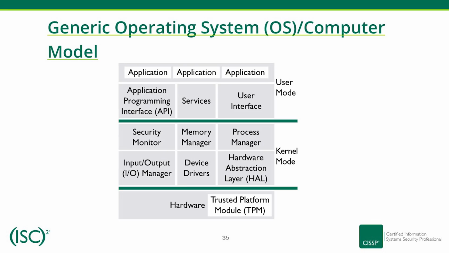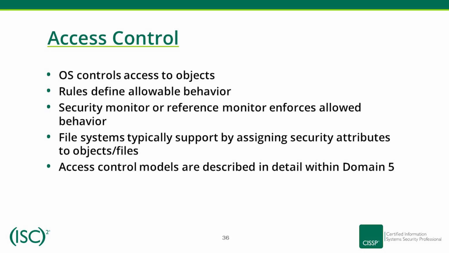Generic operating system, OS/computer model. Access control. OS controls access to objects. Rules define allowable behavior. Security monitor or reference monitor enforces allowed behavior. File systems typically support this by assigning security attributes to objects/files. Access control models are described in detail within Domain 5.